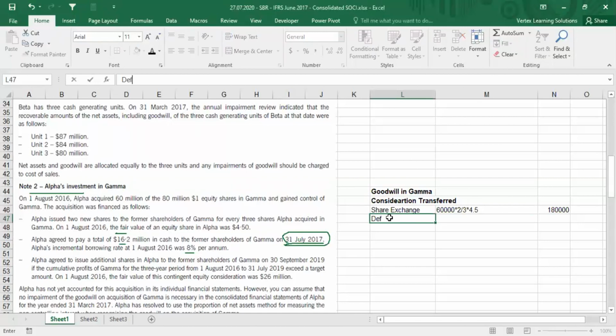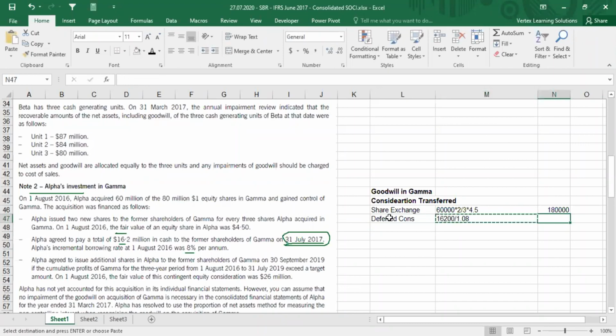So that is called deferred consideration. It is 16.2 million, but we need to find out the present value, and our discount rate is 8%. So that's all. 16.2 million divided by 1.08. So point number 2 is also done.